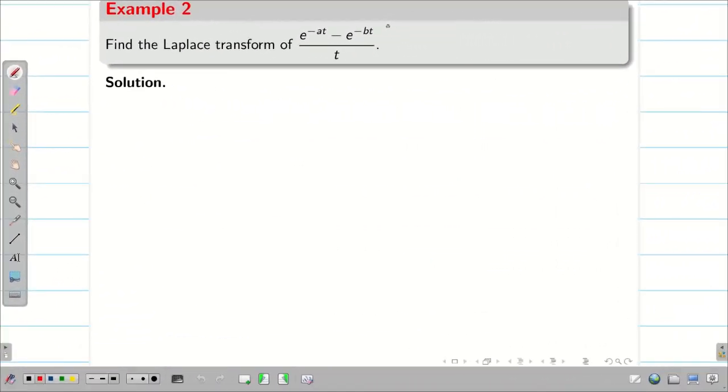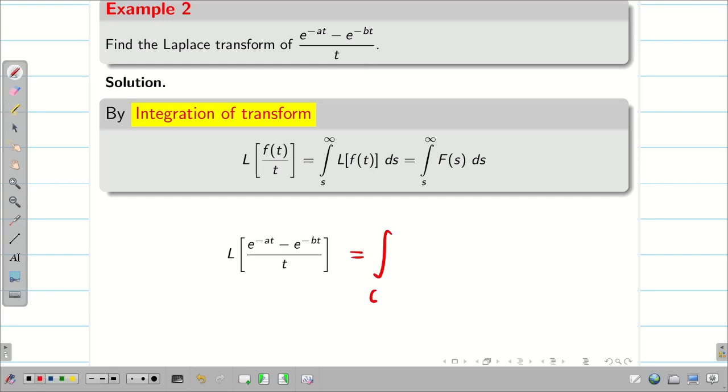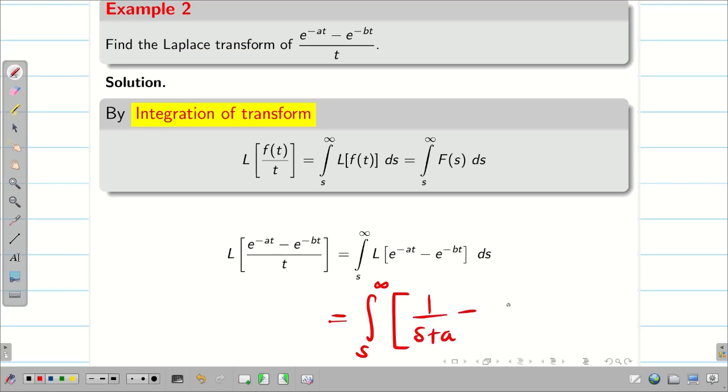Find the Laplace transform of e power minus at minus e power minus bt by t. Since the denominator consists of t, we have to use the formula for integration of transform. L of f of t by t is integral s to infinity capital F of s ds. Now integral s to infinity L of e power minus at minus e power minus bt ds. Applying the linear property, we can find the Laplace transform of each term. Integral s to infinity, L of e power minus at is 1 by s plus a, minus L of e power minus bt is 1 by s plus b, ds.